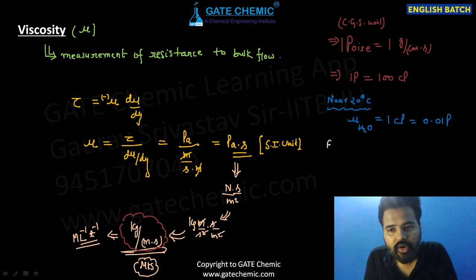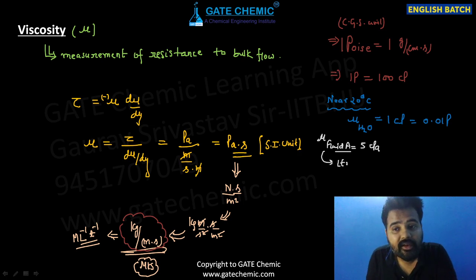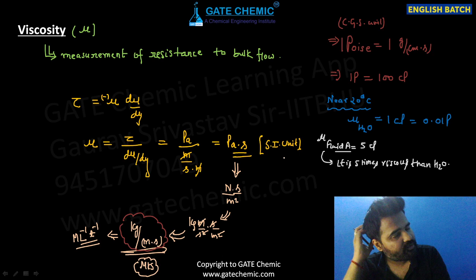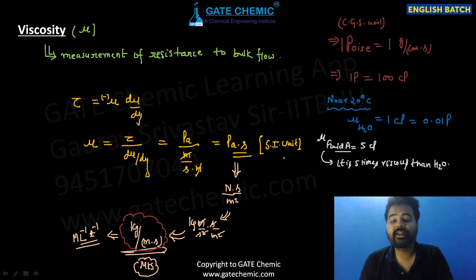Suppose you have a fluid A whose viscosity is given as 5 CP. What does it mean? That means it is 5 times viscous than water. This is just CP, not CPA. Now you can compare the viscosity of other fluids directly with water. 5 times viscous than water means its viscosity is 5 times that of water. That's why we need to define viscosity in centipoise too, because the value of viscosity of water is very low, nearby 0.01 poise. So that's why one more unit is there, that's CP.